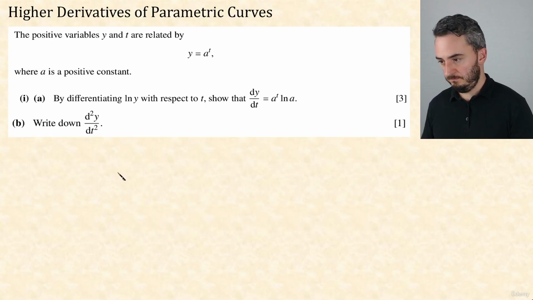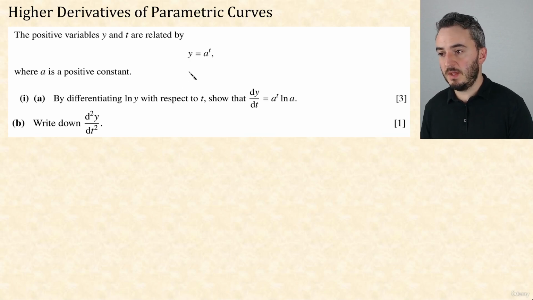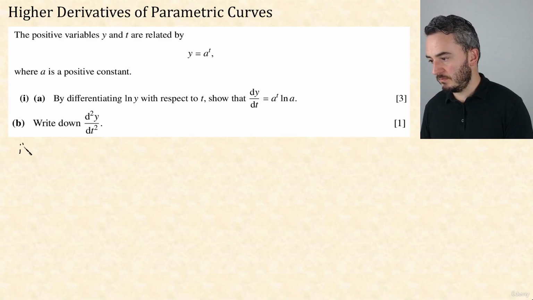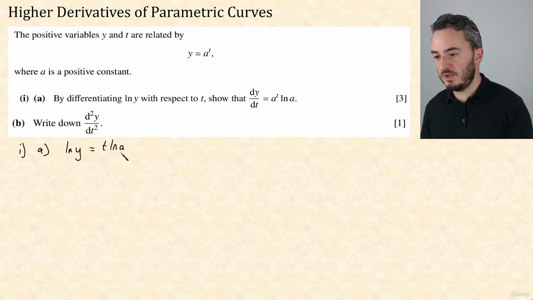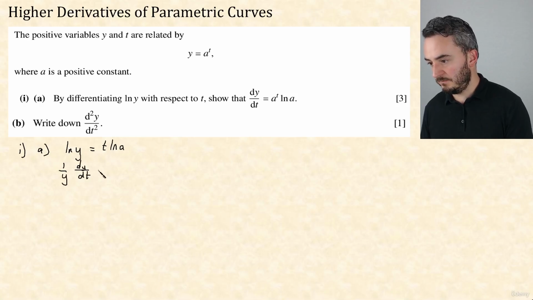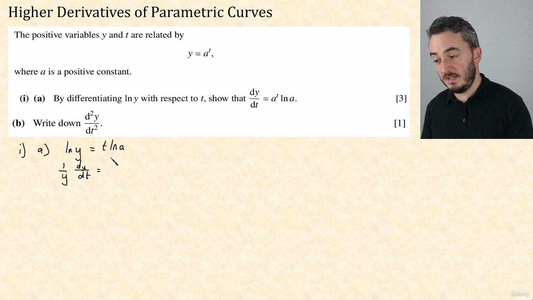Okay, so this is just fairly standard implicit differentiation here. So I'm going to start by just taking ln of both sides. So ln y equals, and then ln of a to the t is t ln a. And now I can differentiate with respect to t implicitly. Differentiating this with respect to t gets me 1 over y dy by dt. And differentiating this side with respect to t, the t just goes and I get ln a.